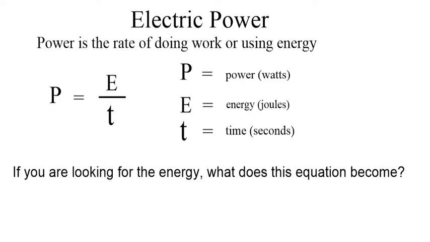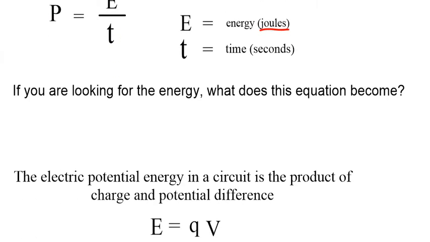So, our equation, P is equal to E over T. This should look familiar to you. We used a different variable for the energy before in first term. This was work. Work was in joules. Work is energy. So power is equal to energy per time. This is the more generalized form of that equation that you learned before.